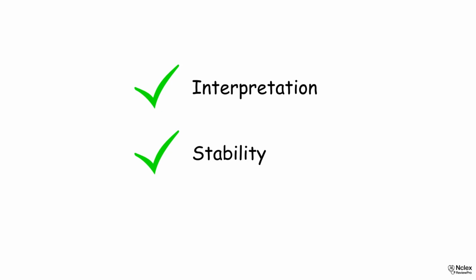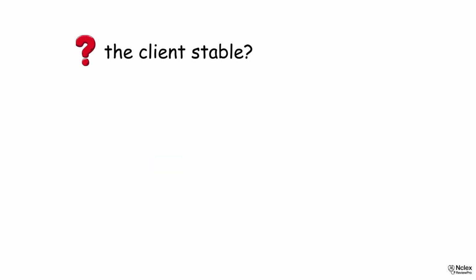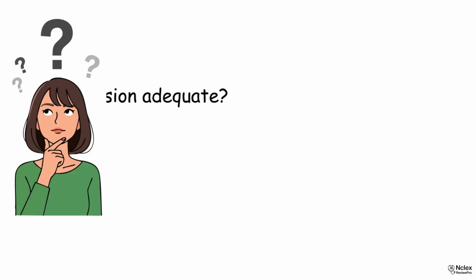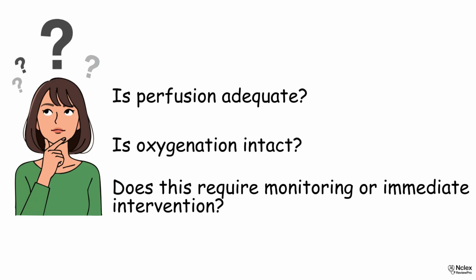On the NCLEX, rhythm strips and lab values are not just recognition exercises. The real question is always, is the client stable? Can you identify deterioration early? Can you prioritize correctly? And can you avoid escalating when it is not necessary? As we go through these questions, keep asking yourself, is perfusion adequate? Is oxygenation intact? Does this require monitoring or immediate intervention?